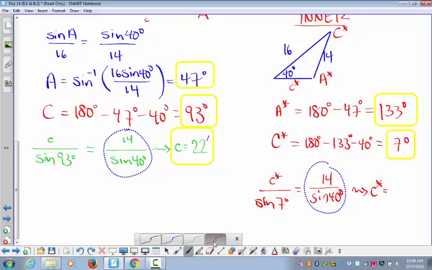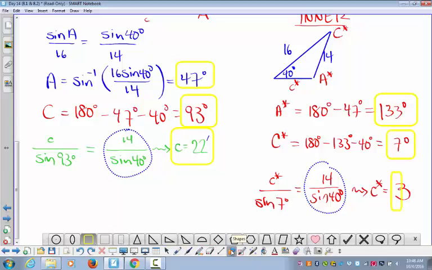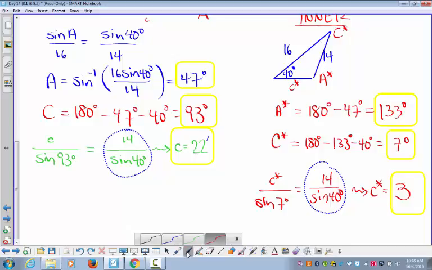How many feet? So we do 14 times sine of 7 degrees divided by sine of 40 degrees. How many feet say you? 3 feet only? 3 feet. Going once, going twice. Let's put our units there. 3 feet. All right, so that's the hardest case: the law of sines used with two triangles at once.